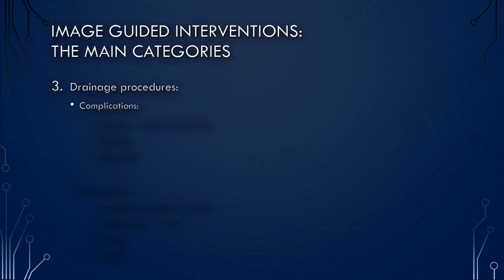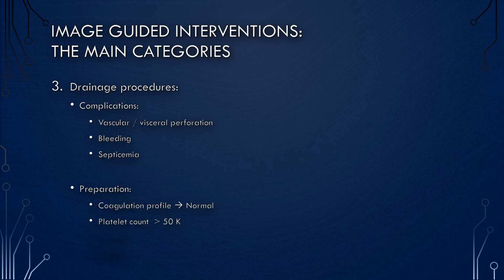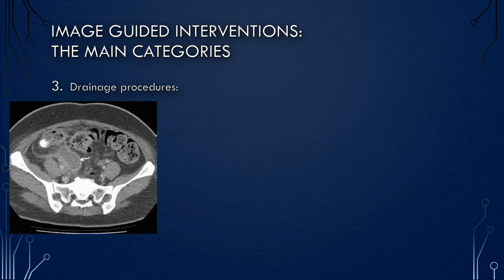Like any other procedure, potential complications include vascular or visceral perforation, bleeding, and septicemia. So the patient usually needs to be prepared by getting good coagulation profile values, and the platelet count should be above a certain limit depending on the risk of the procedure. 50,000 is usually a good limit. Also consent about the procedure, its potential complications, and any possible alternatives, and fasting.